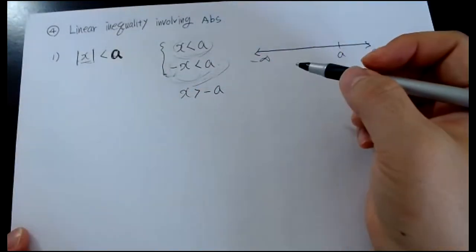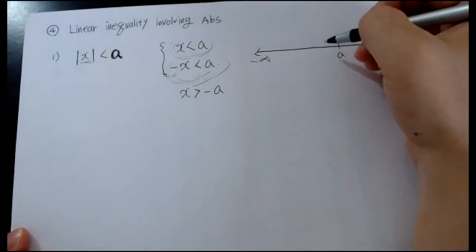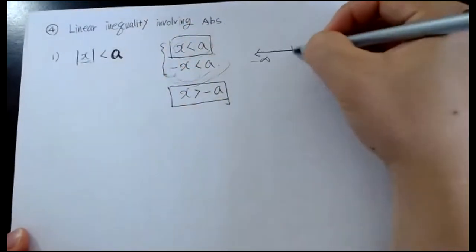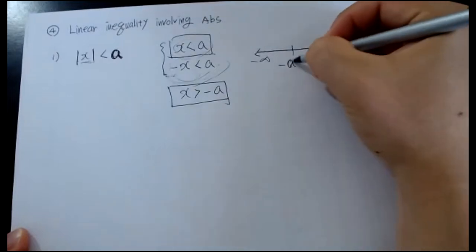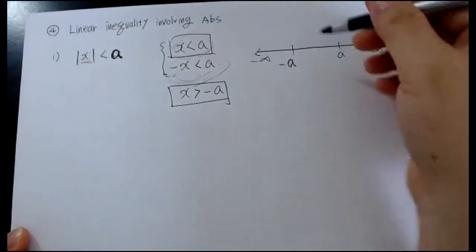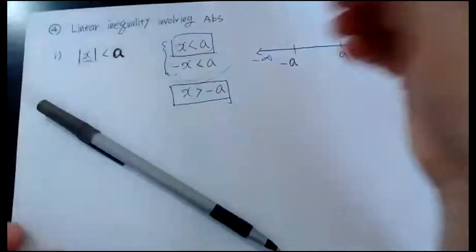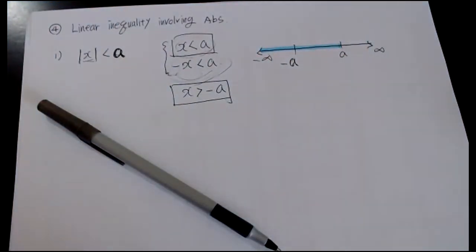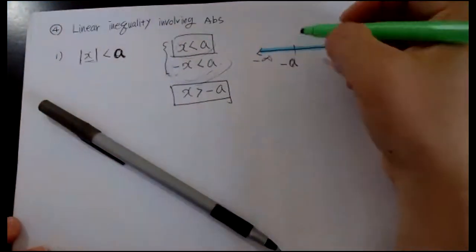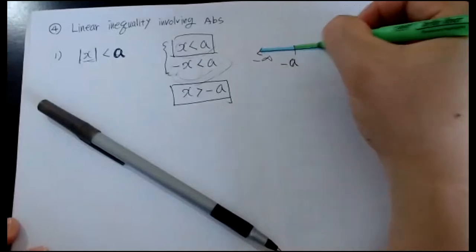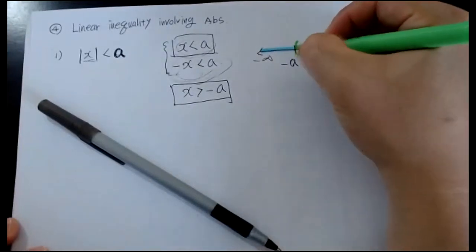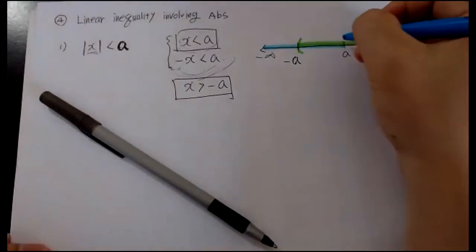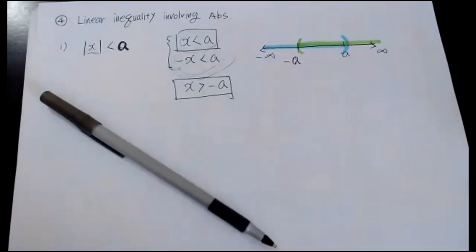All right, so x is less than A, and then x is greater than negative A. Negative A is right here. So x is less than A, where A is this, and then x is greater than negative A, where negative A is this one. Open right here, right?